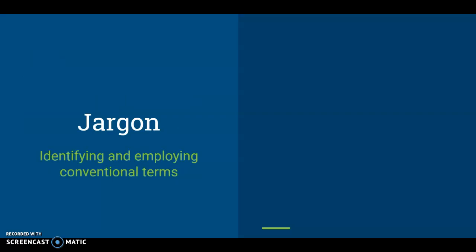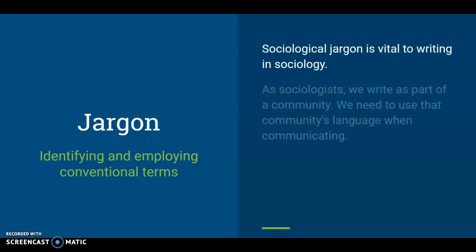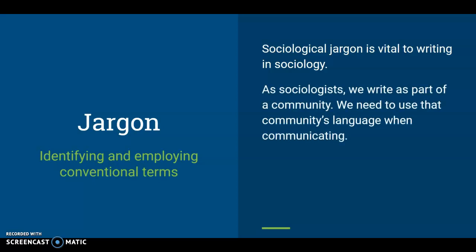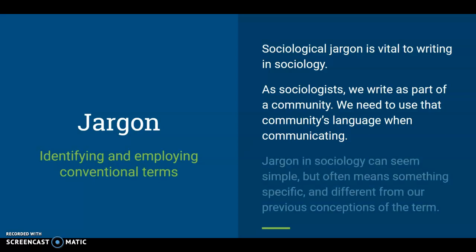Next, let's talk about jargon. So identifying and employing conventional terms in sociology. Jargon is vital to writing in sociology. As sociologists, we write as part of a community. We need to use that community's language when communicating.